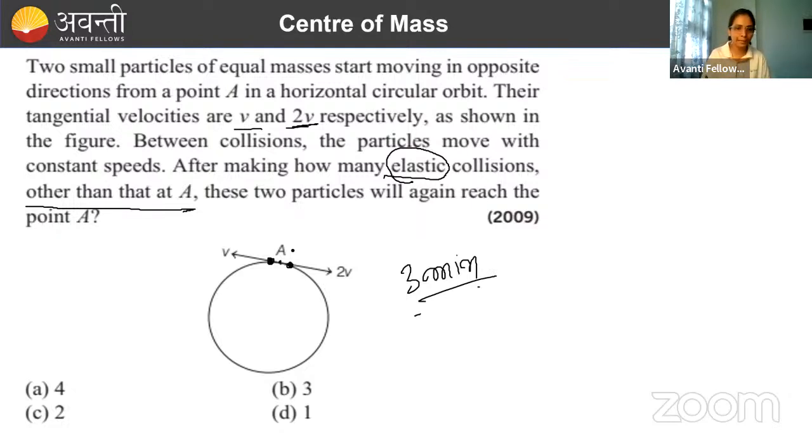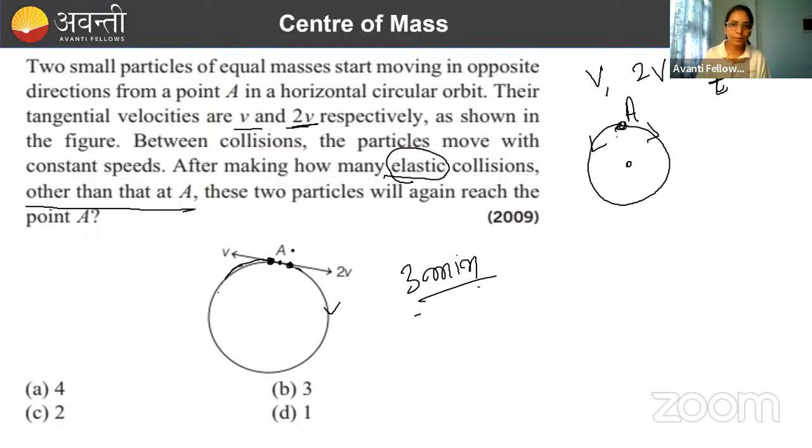Just imagine at A, both are here colliding. One started moving in this direction with a speed v, and another started moving in this direction with a speed 2v. Where they will meet? Done. So one is traveling with a speed v, another is traveling with a speed 2v, and they are moving like this. Both started from A. One is moving in this direction, another in this direction. Done. So they are moving like this. Now what will happen? Where they will meet?